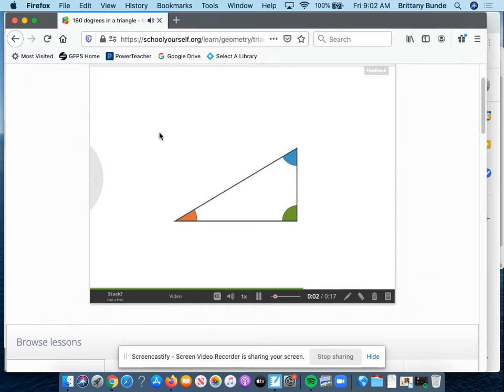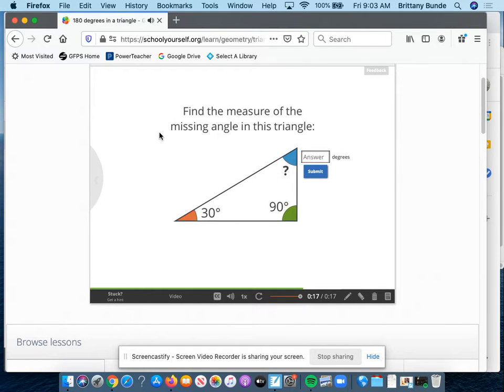Okay, next question. Here's a triangle, and let's say this angle is 30 degrees, and this angle over here is 90 degrees. Using the fact that the angles in every triangle add up to 180 degrees, find the measure of this blue angle up here. What would that missing angle be? Right, so 180 minus 90 minus 30 gives us 60. Nicely done. The three angles in this triangle must add up to 180 degrees, which means this angle has to be 60 degrees.